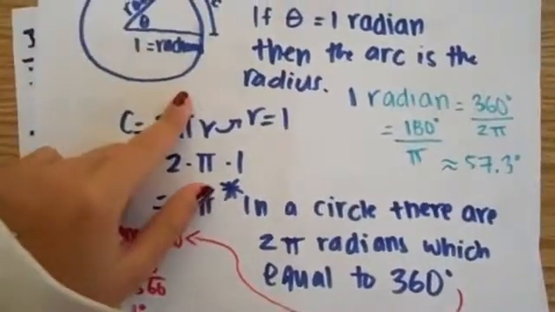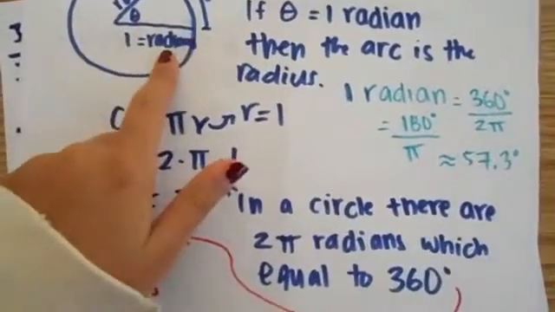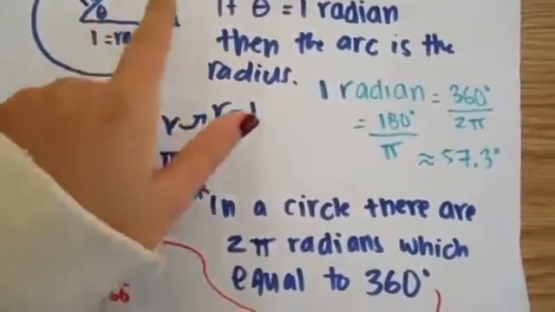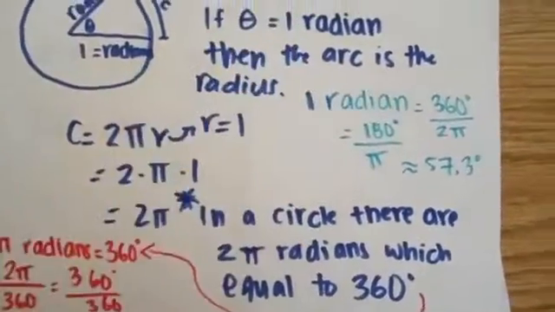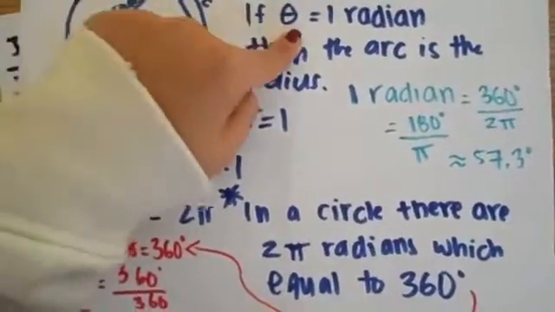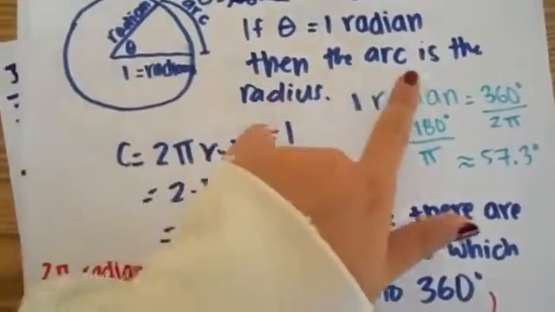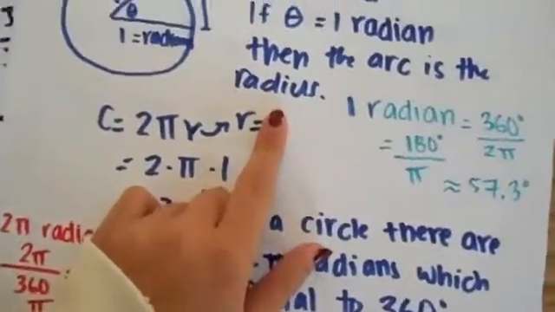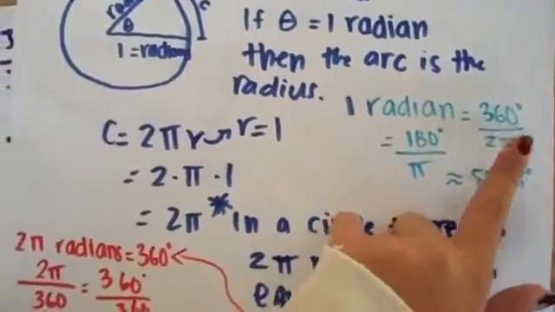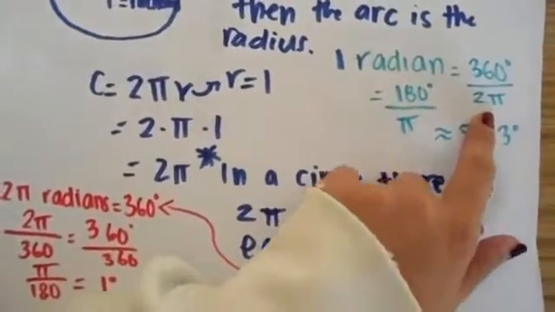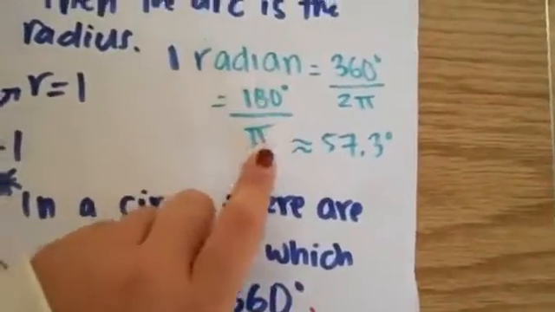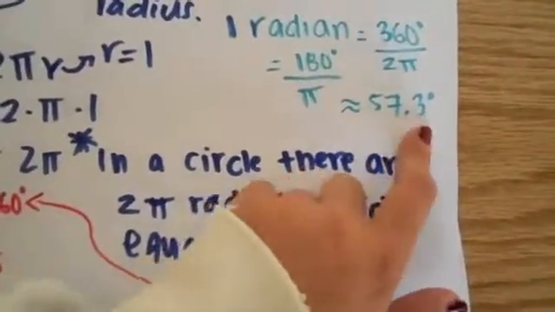So in a circle, there's 1 radian in this line right here, and this goes to theta, and the arc is this part. If theta equals 1 radian, then the arc is the radius. 1 radian equals 360 over 2 pi, which when you simplify it equals 180 over pi, and to solve for this it's about 57.3 degrees.